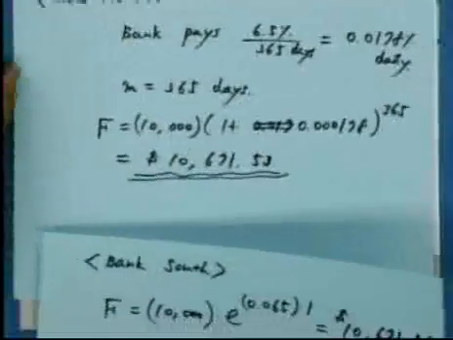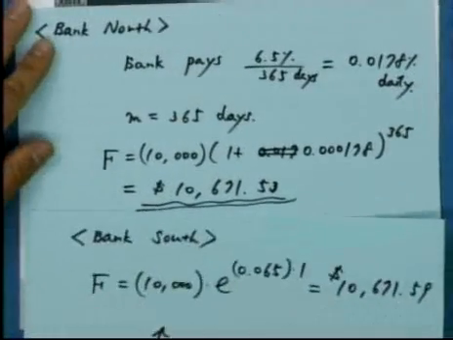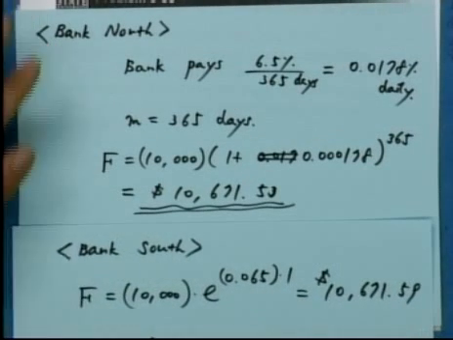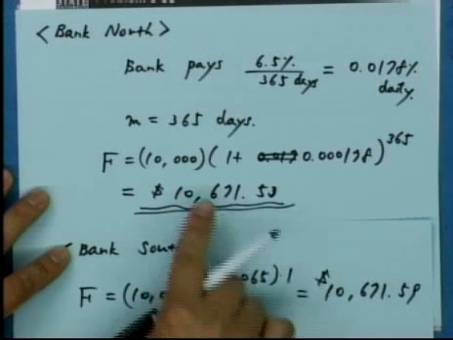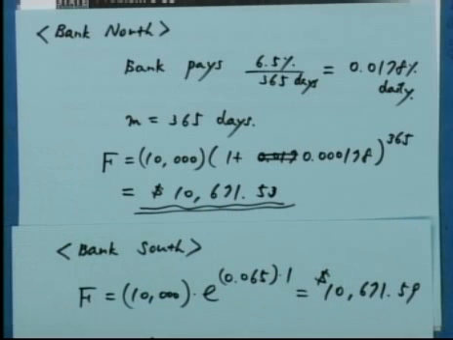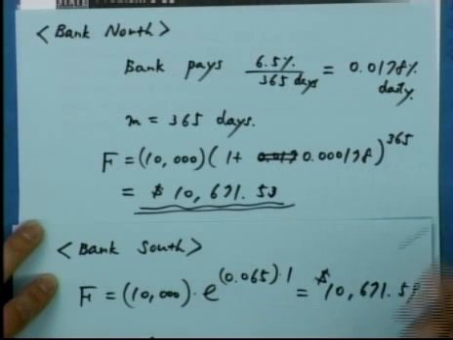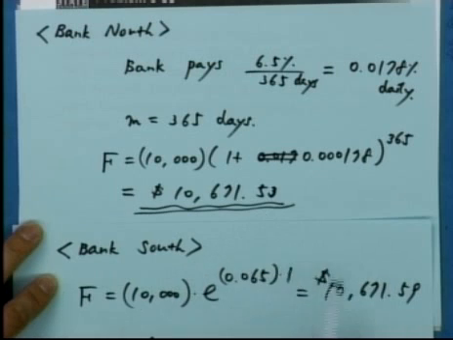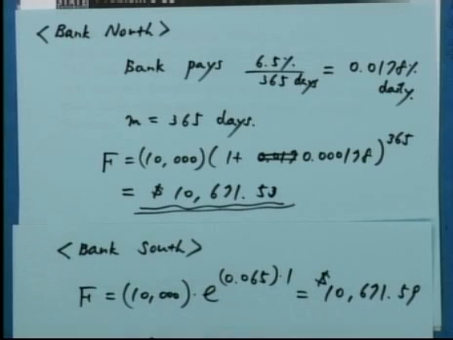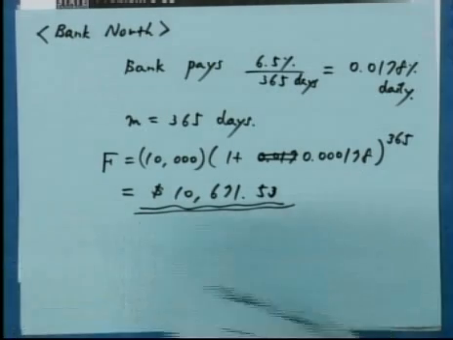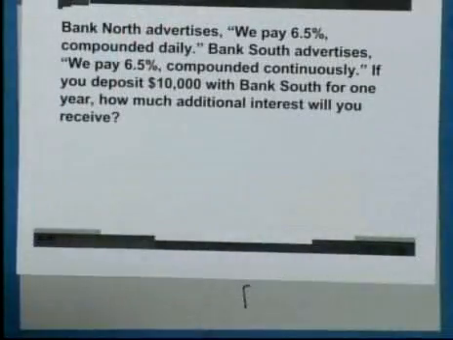So if you compare these two numbers, how do you conclude? If you use Bank South instead of Bank North, you will receive how much more? 6 cents more. Okay? So that is the answer. If you use Bank South instead of Bank North, you will receive 6 cents more.